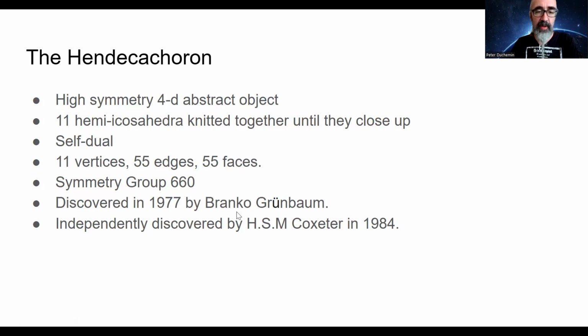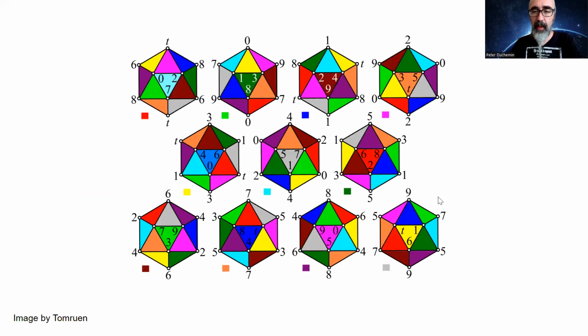Oh yeah, so the original discoverer was this guy Branko Grunbaum, and then it was independently discovered by H.S.M. Coxeter. So '77 and '84 are the key years in the early stages of this. So I was 1 year old when this was discovered. It's a powerful object. Okay, and here's where we get into the meat of it.